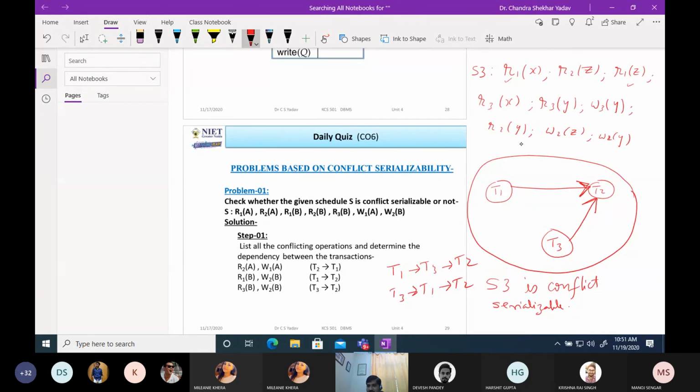And as you all know, this non-serial schedule is equivalent to these two serial schedules, which give the same result. Why? Because there is no conflict and we are maintaining the order of the conflicts in the serial schedule. Okay. So no cycle, then S3 is conflict serializable. Is there any doubt? No, sir.